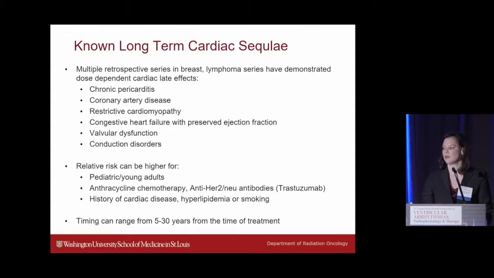Certainly, there are known long-term cardiac toxicities to normal heart structures that we've seen in survivors of lymphoma and breast cancer, and the timing of those toxicities usually takes place over a period of 5 to 30 years after the time of treatment. And it's those series that have guided our radiation dose constraints to the heart and contemporary treatment planning.